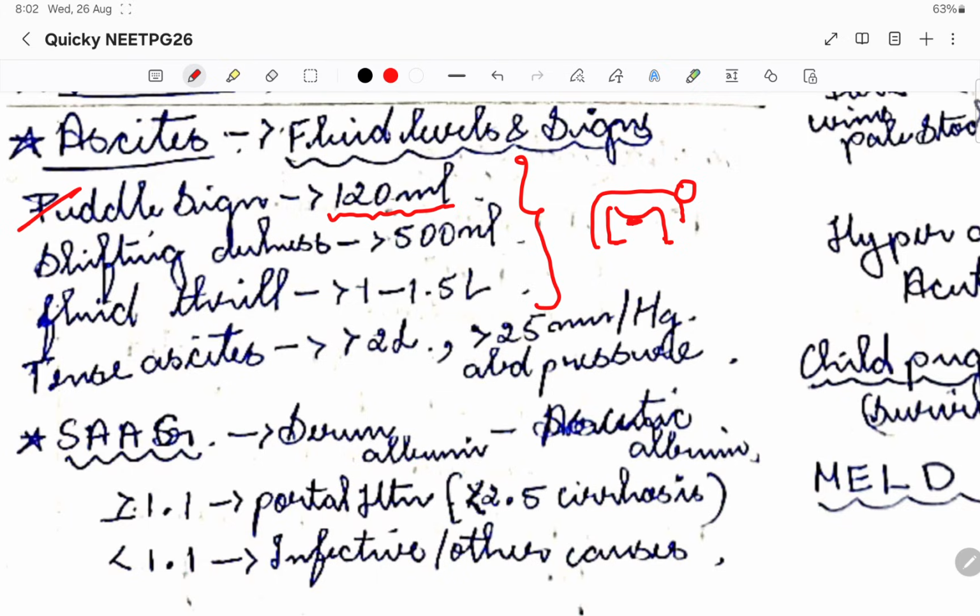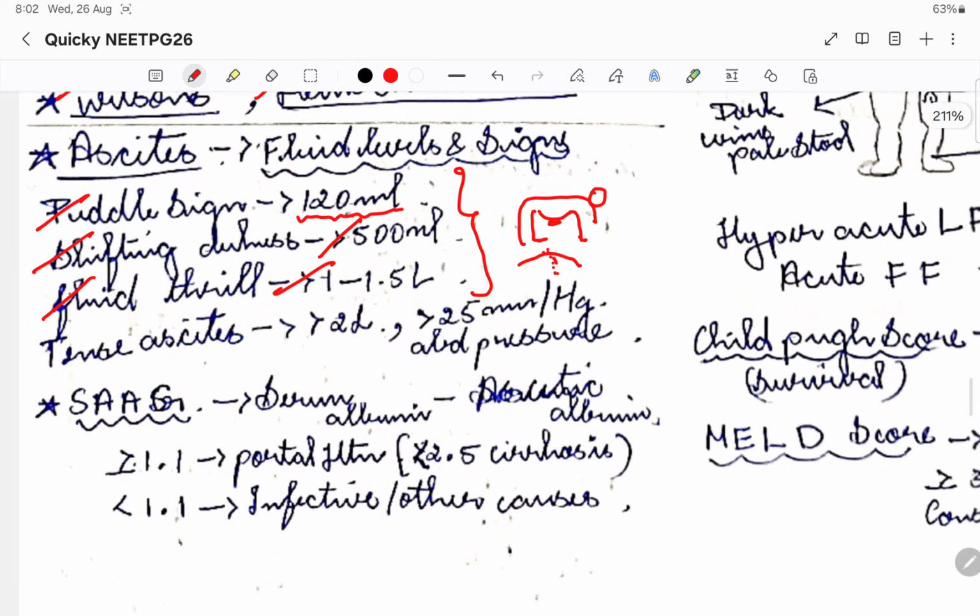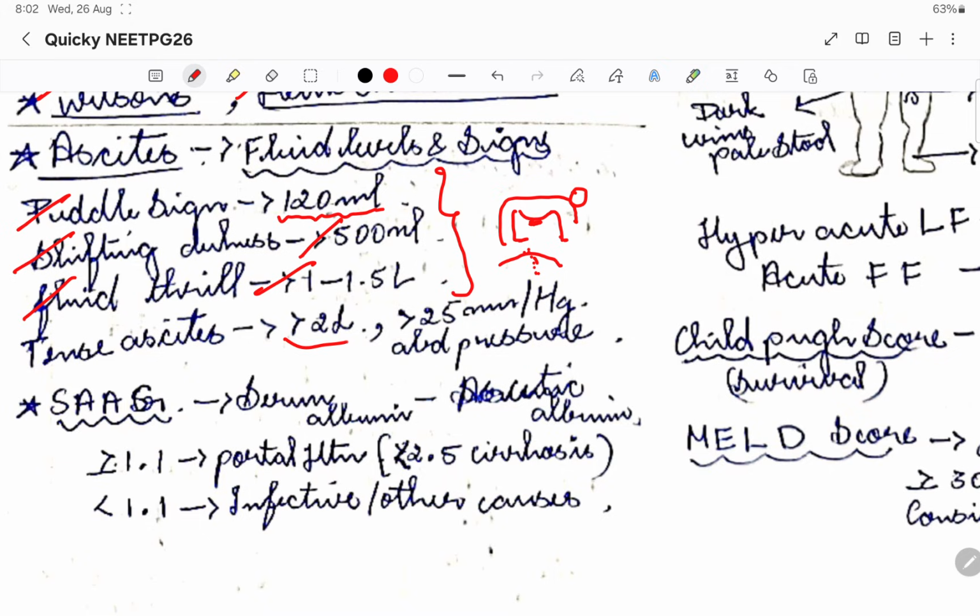If it is about 500 ml, we can elicit it by shifting dullness. We'll tap the abdomen on all sides, as we used to see in our final year, right? This is the shifting dullness that we do. Fluid thrill: we tap on one side and try to elicit the vibrations on the other side of the abdomen. If it is 1 to 1.5 liters, it is going to be elicitable. If it is more than 2 liters, it is called tense ascites. These are the terms with respect to ascites.